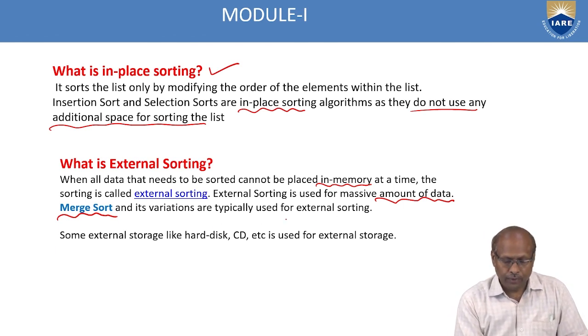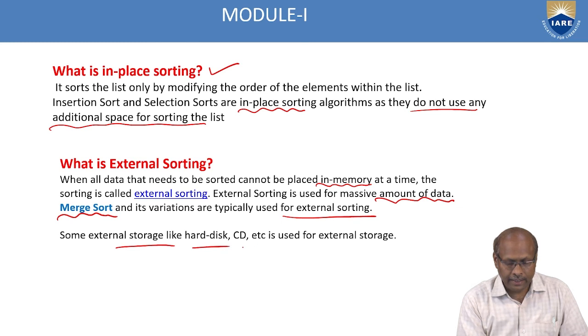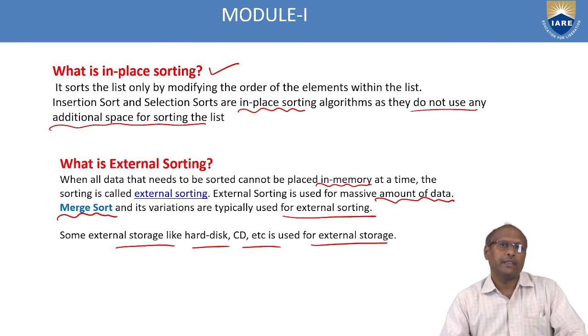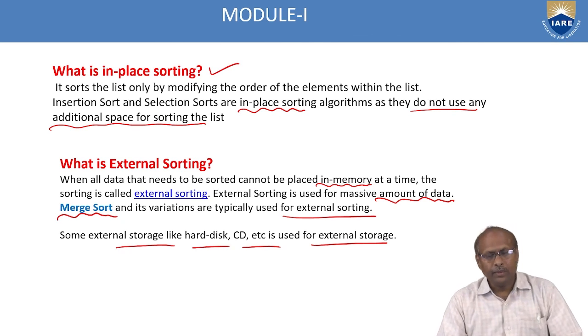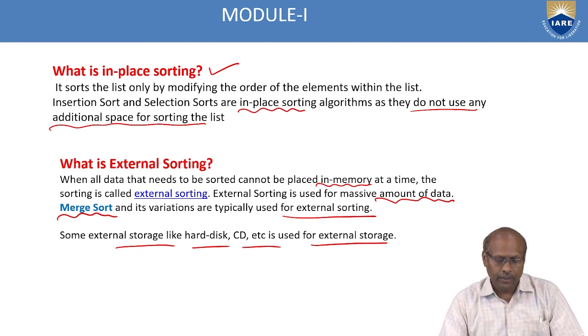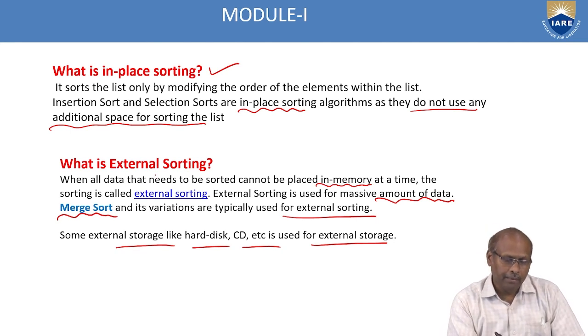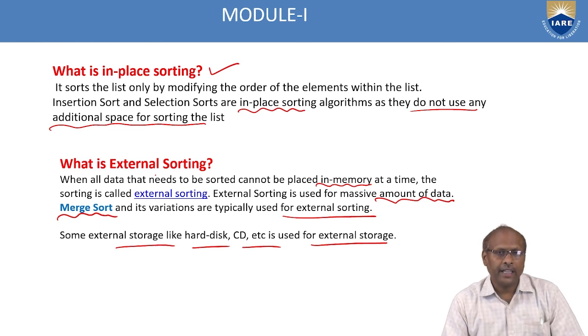There are variations typically useful for external sorting. External storage like hard disk, CD, etc. are useful for this. So whenever you are having a huge collection of data, that time you need some more additional memory. That additional memory may not be available in the RAM itself. You may need some external hard disk or CD. So that time you can use this external sorting.